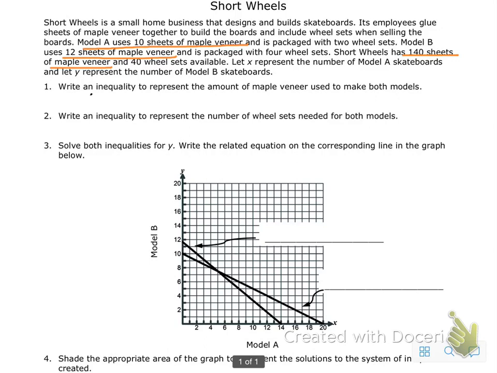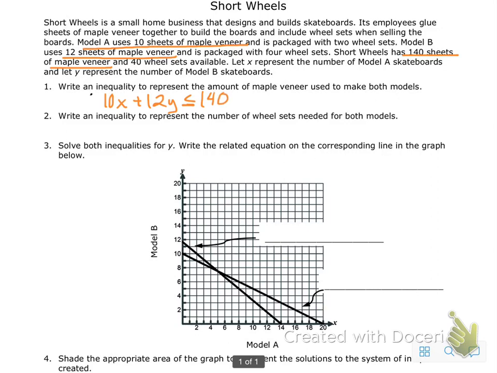So remember that Model A is X and Model B is Y. So we actually have 10X because Model A uses 10. Model B uses 12 sheets, so we're going to have 12Y. And the maximum number of sheets we can have is 140 because that's the max that they are providing, which means that we need it to be less than or equal to that number, which is 140.